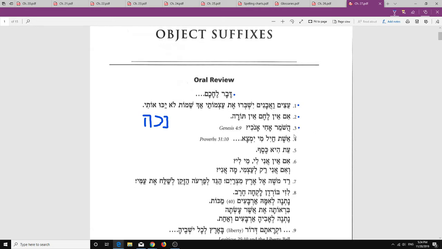Okay. Number 3, we have Hashomer Achi Anoki. And so we see we have the interrogative hey here. So we know this is a question, don't really need this question mark thrown in. So shomer, we see that this is a participle, an active participle with an O class vowel between the first and second root letters, of shamar, guard. So this is perhaps guardian or guard or keeper.